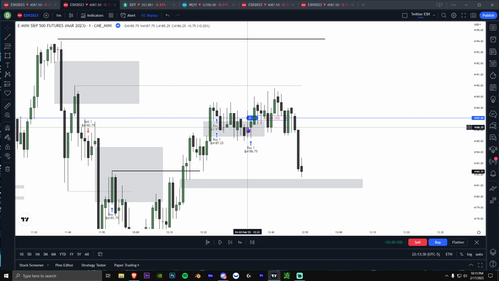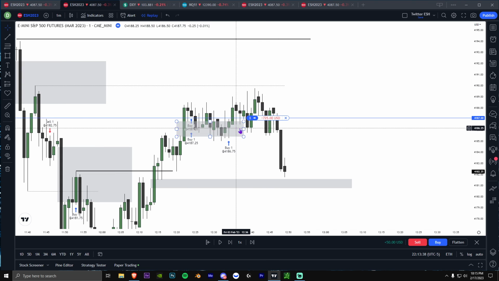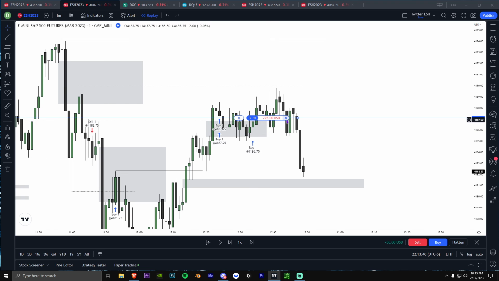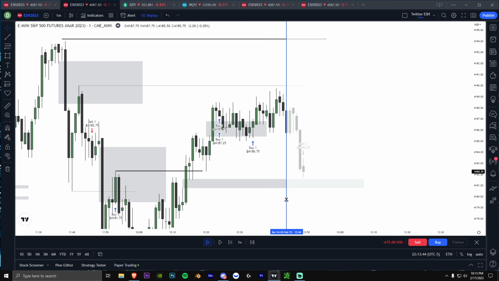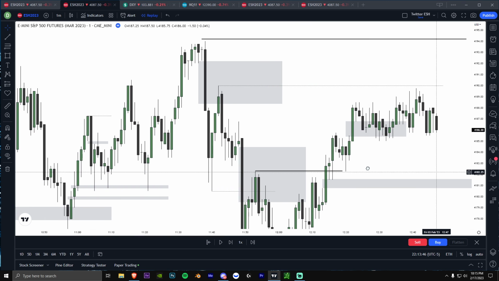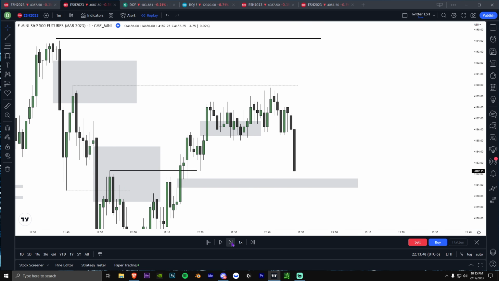But right here, 4,196, I wouldn't have gotten stopped. I would have been up 3 points of profit. Once we're this close to this high, my stop would have been break even. I probably would have been stopped break even here. Yeah, that's definitely one where I would have been stopped break even, especially after this wick to this high. So let's see what happens after this.